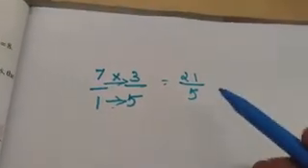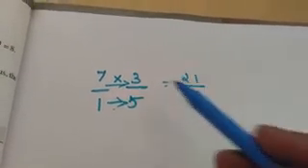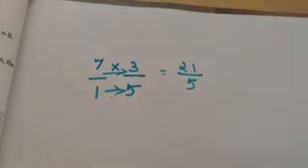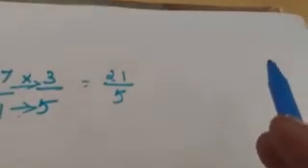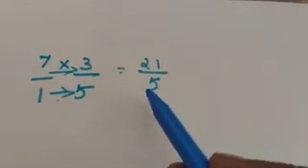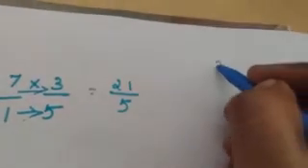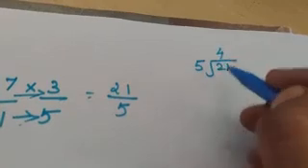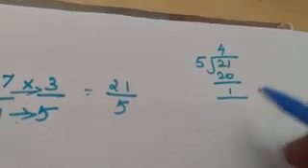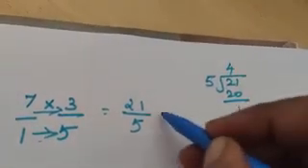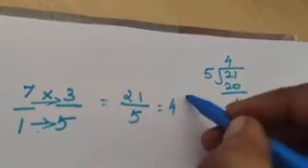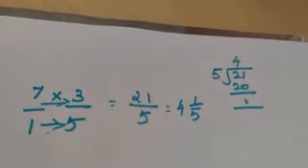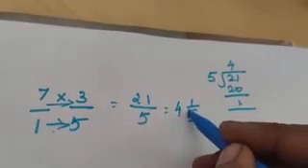Here we could not convert into lowest form. We just multiplied to get 21 upon 5. 21 and 5 are not divisible by any common table, and we can write it as a mixed fraction, right? So 21 divided by 5: 4 fives are 20, remainder is 1. So this 4 will be written in the middle, 1 will be the numerator and 5 will be the denominator. So now we have converted that into a mixed fraction.